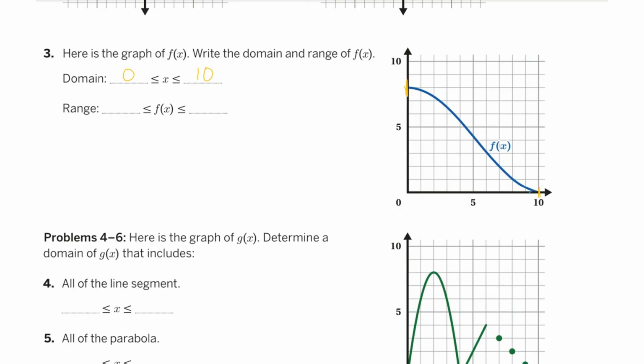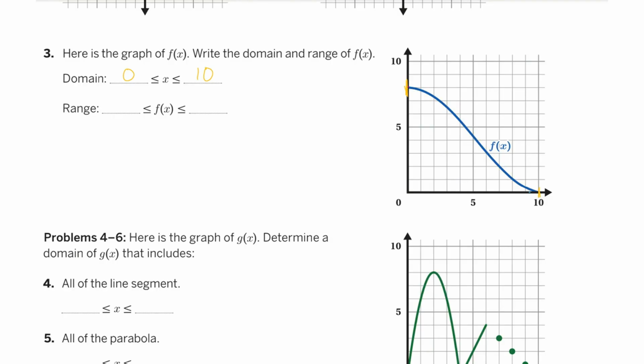And the weird part about the range for this one here, or for any function really, is that the range, we want to go from the lowest y value or output or f of x value to the highest. And so even though when we normally read from left to right, we may think that this function starts here and then goes down and then ends here. And so we may think the ending y value would be 0, but it's not really the case because we want to go from the smallest y value to the largest.